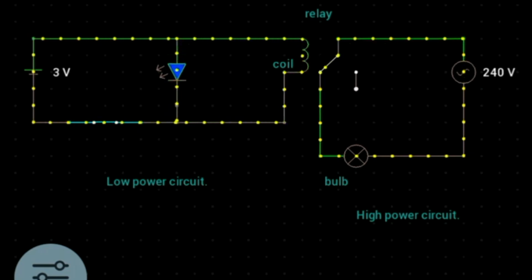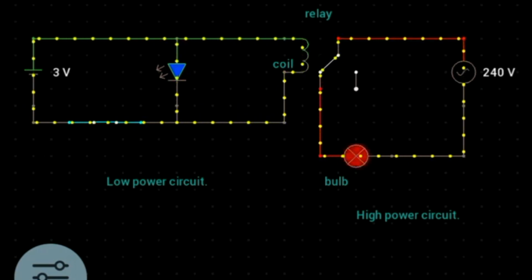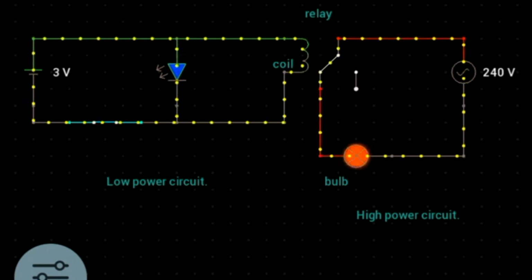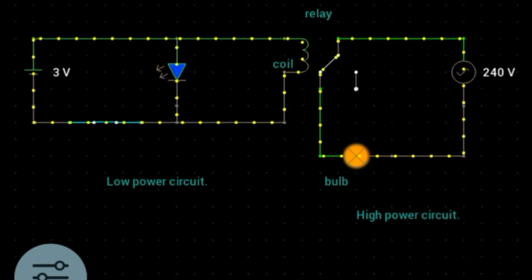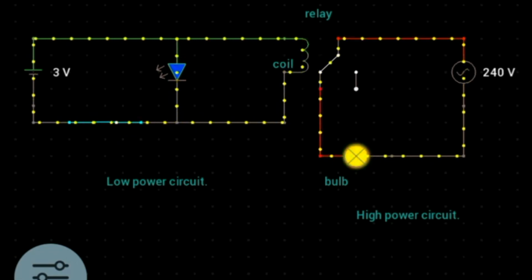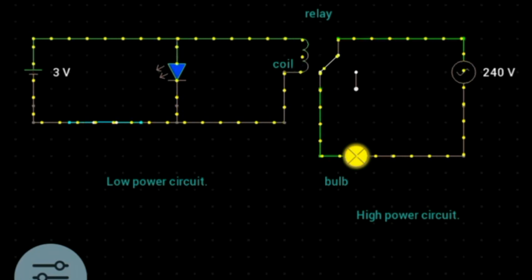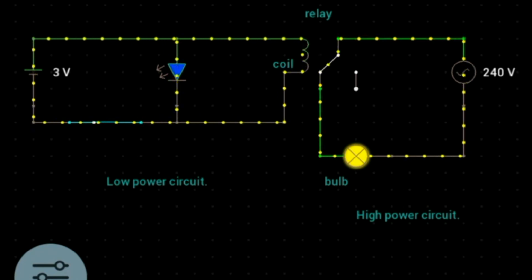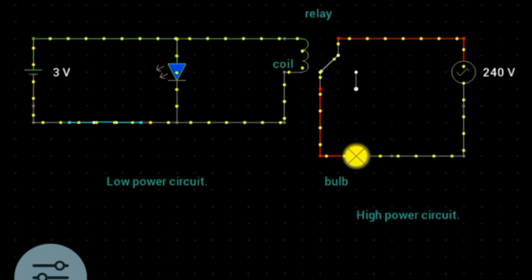You can see that the current from the low power circuit does not flow to the high power circuit. The switch on the high power circuit moved to the closed position when it was magnetically attracted to the relay coil due to the magnetic field that was formed in the coil. So you can see we have a complete circuit on both sides, but they are electrically isolated.